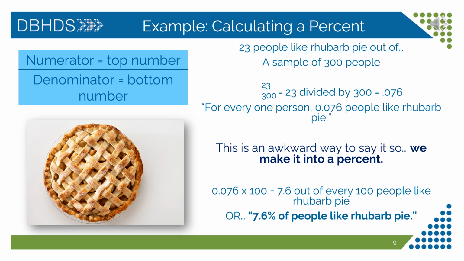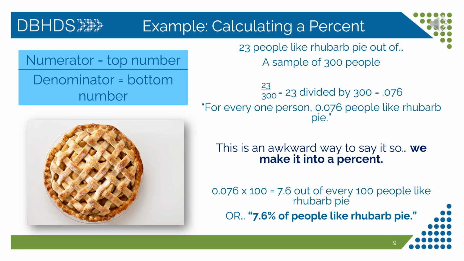23 divided by 300 is 0.076. So if we stop there, we would say for every one person, 0.076 people like rhubarb pie. This is a very awkward way to say this, and it doesn't really make a lot of sense logically, like if you're just thinking about 0.076 of a person.